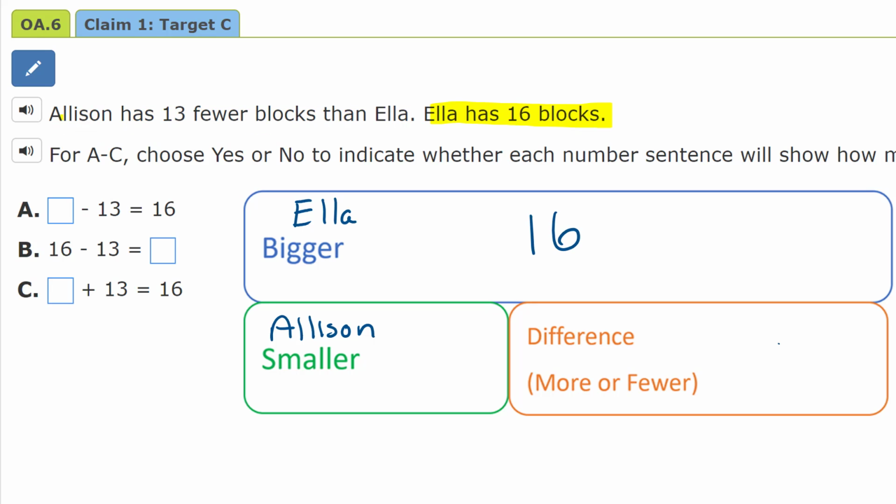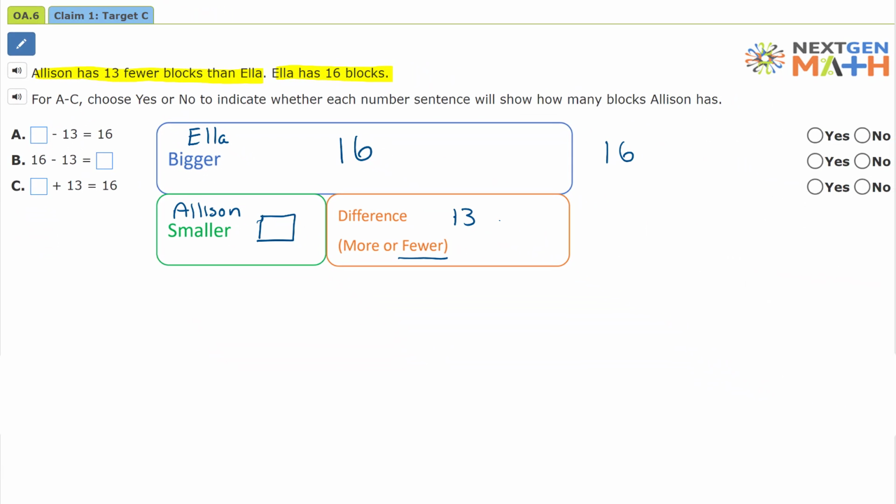Back to the first part of the problem, Allison has 13 fewer blocks than Ella. So Allison's 13 fewer blocks goes right here. This is Allison's 13 fewer blocks. And so we don't know Allison's amount. What this diagram helps us to understand is that the top bar is equal to the two bottom bars. So 16 is equal to an unknown number plus 13.